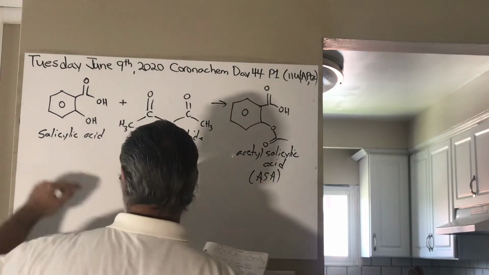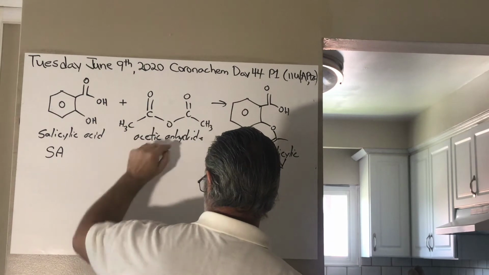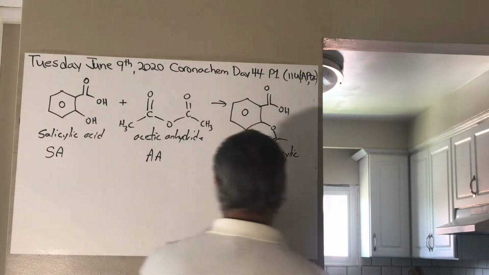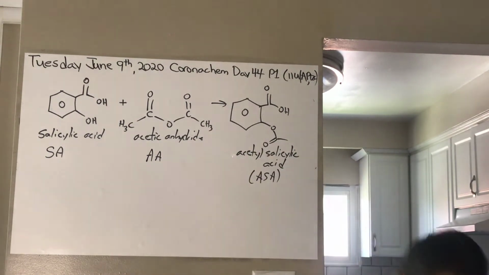Anyhow, let's call this SA. We'll call this AA for acetic anhydride. So it took the first letter of each one, and we'll call that ASA. It's just going to simplify the doing of the problem. So let me erase now.